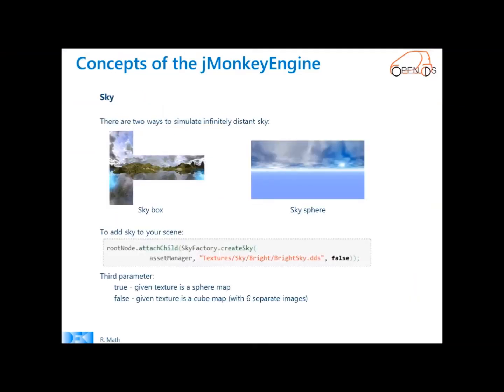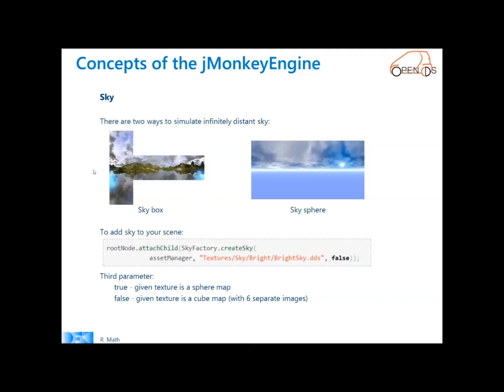In the JMonkey engine, we have two different ways to simulate the sky. In the simulator, OpenDS, we had a chance to also apply a sky texture. And here you will see what happens inside the JMonkey engine with the texture you specify. So this texture is passed to the internal Sky factory, and you can distinguish between two different modes.